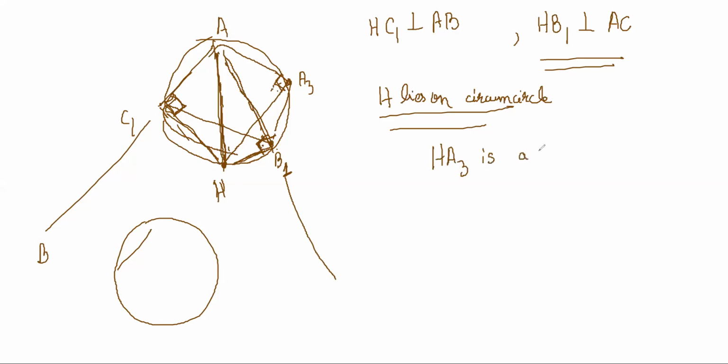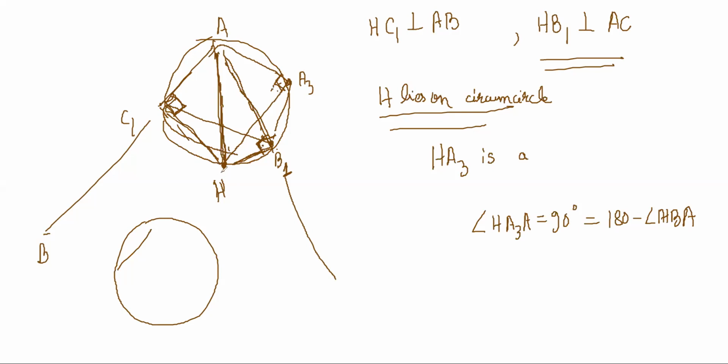D, H, A3 lie on a line, because the angle HA3A is equal to 90, which is equal to 180 minus HBA. So actually HA3A is equal to DA3A. So H lies on A3D.